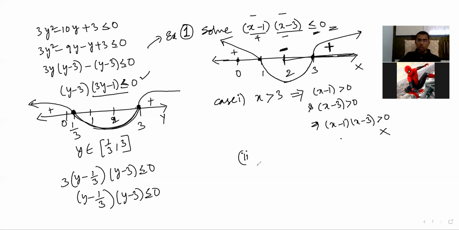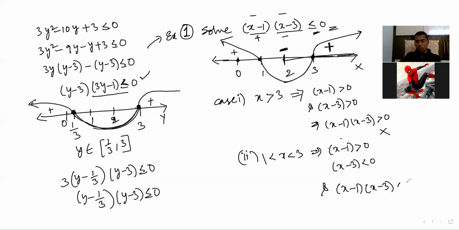So case 2 is what? X lies between 1 and 3, greater than 1, less than 3. So greater than 1 means x minus 1 is greater than 0, and x minus 3 is less than 0. And (x minus 1) into (x minus 3) is less than 0. We have to write all this, but it is not required. Just by seeing here only, you can understand, right? This is okay?